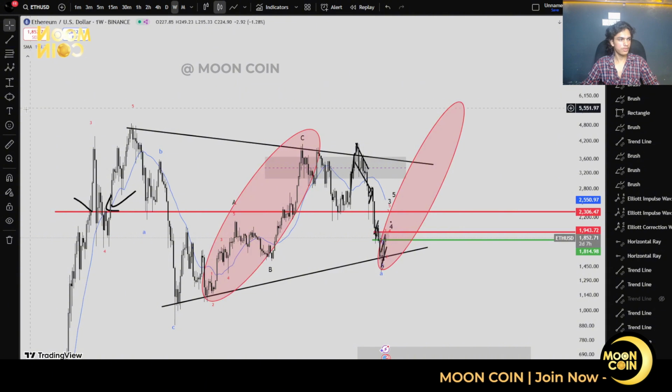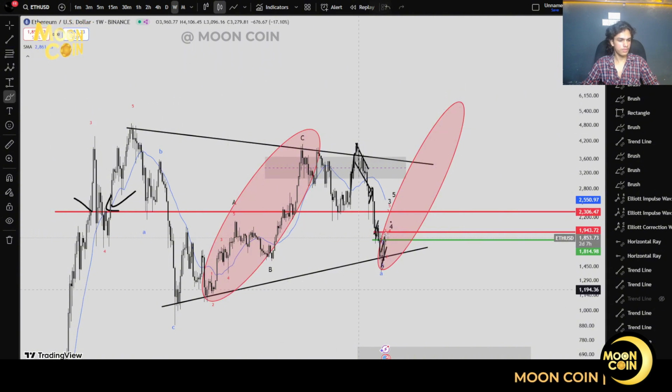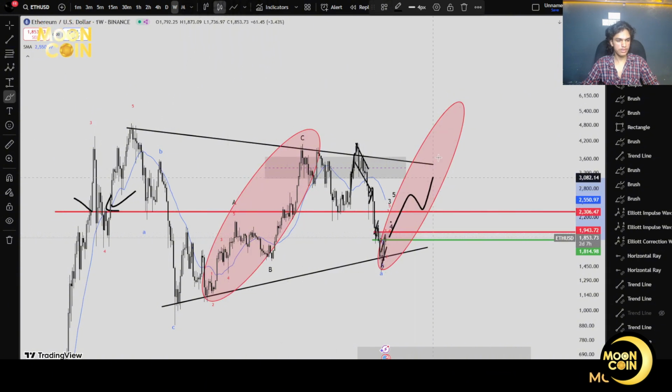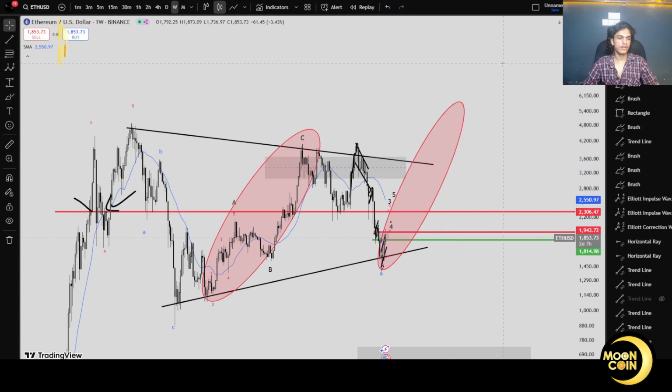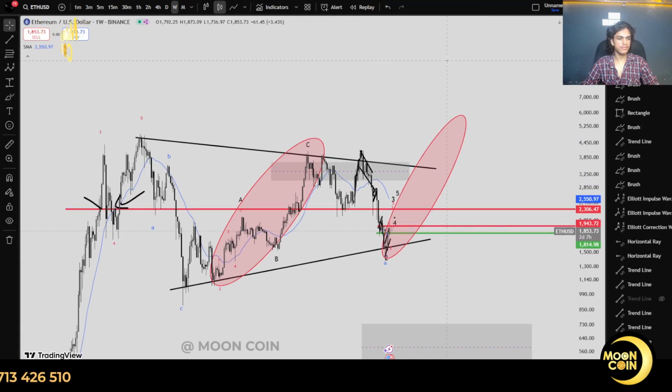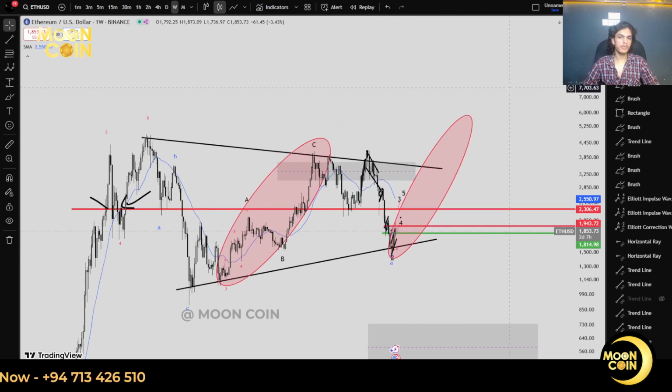So we have a breakout in this. It's possible, right? So this is my bullish idea, guys.